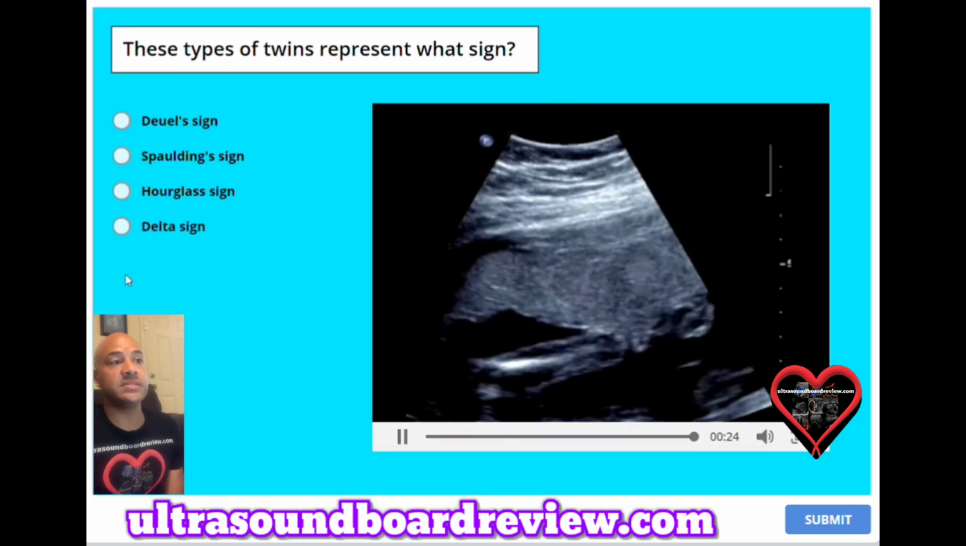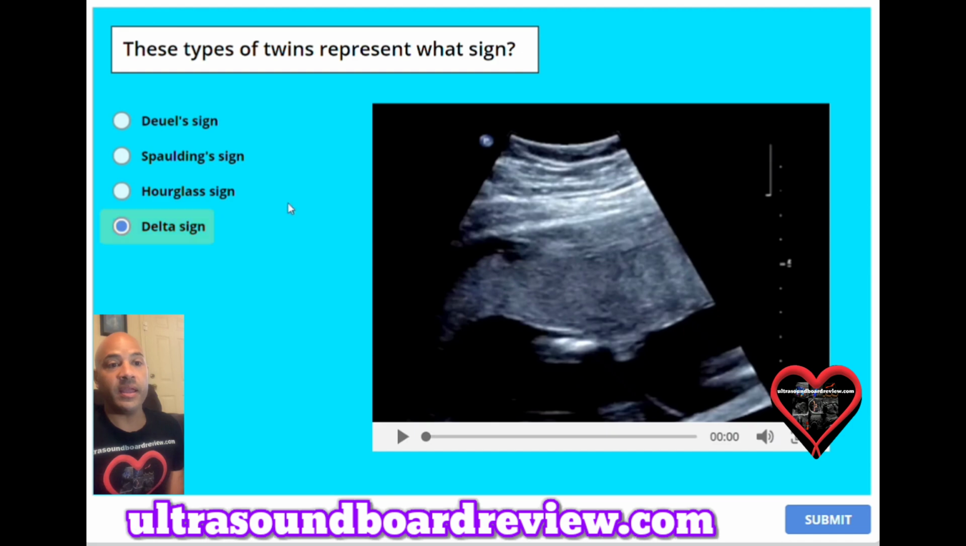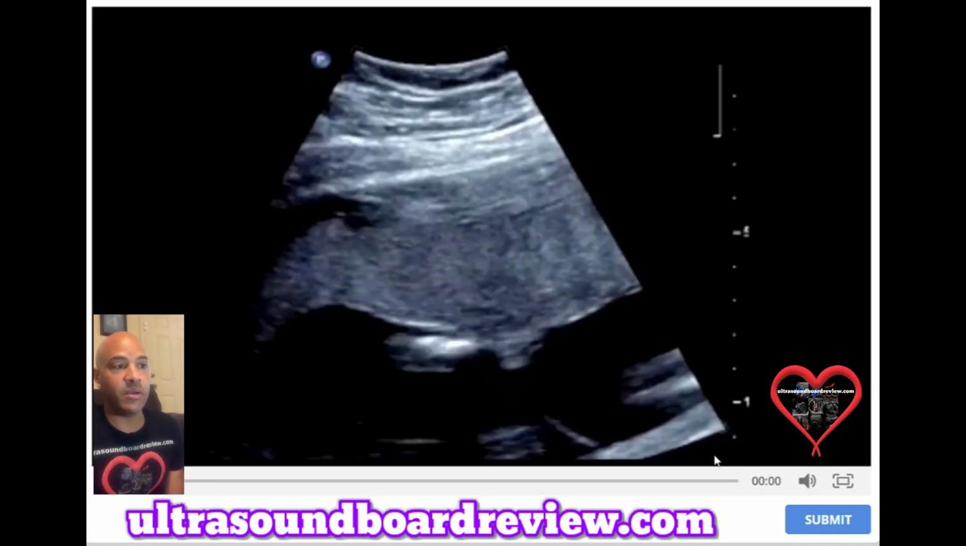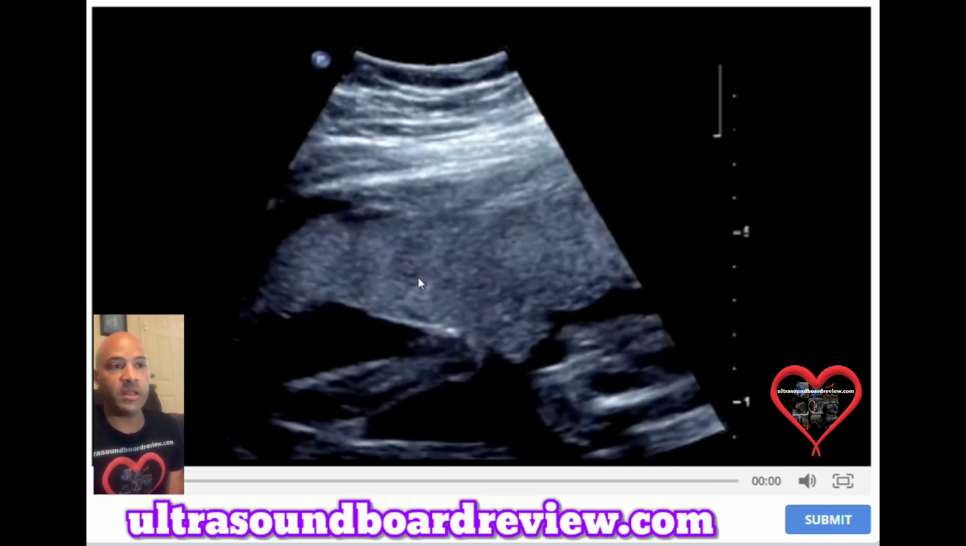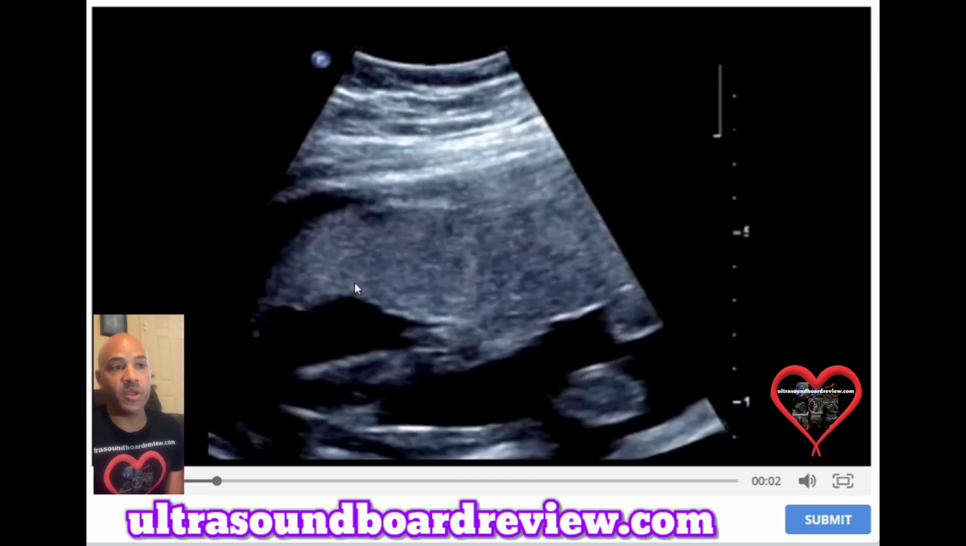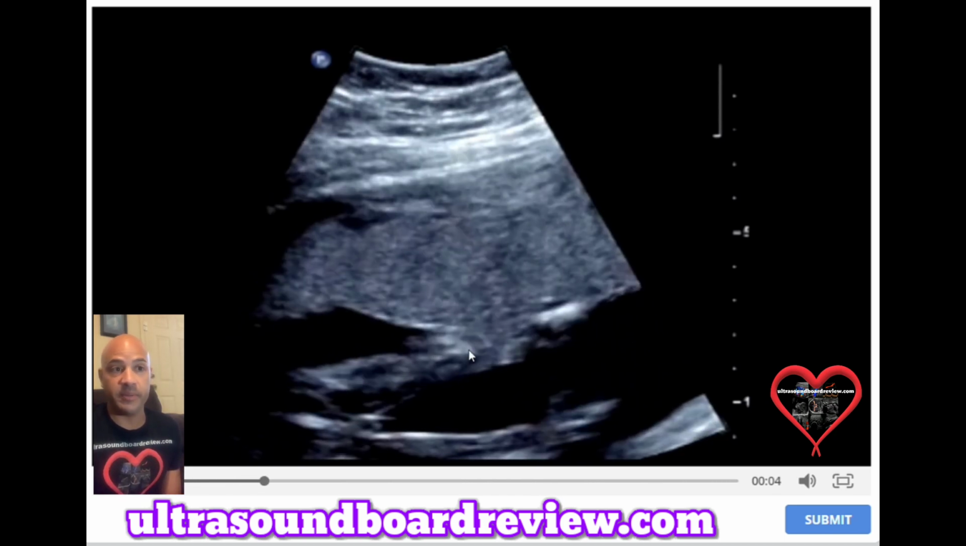The answer is D, delta sign. In this ultrasound, you can see right here, the chorion forms a triangular shape, which will indicate a dichorionic pregnancy.